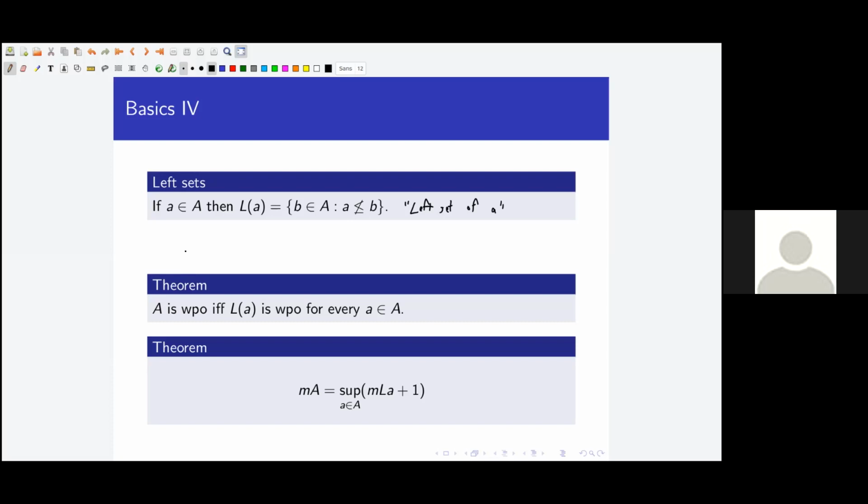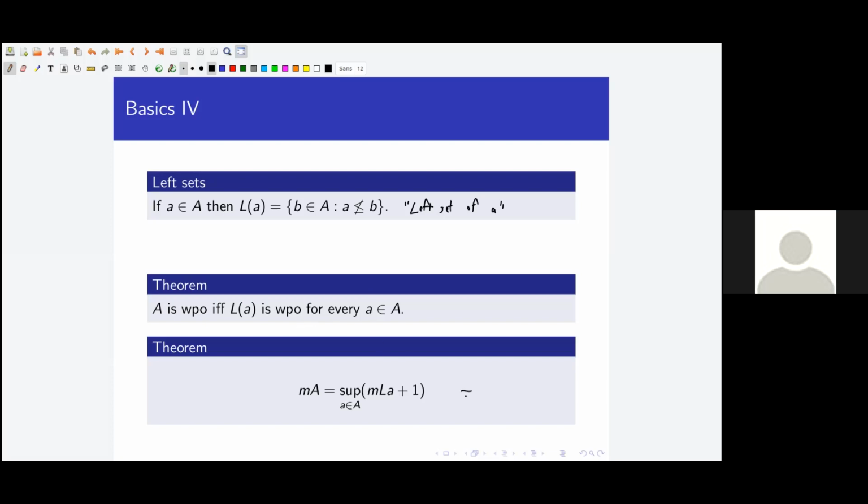Now I'm not sure why I left this empty space here. There was something I wanted to write, but anyway. Here's an interesting theorem, which is that A is well partial ordered if and only if all of its left sets are well partial ordered as well. And that's, again, a one-line proof pretty much, but it's useful.